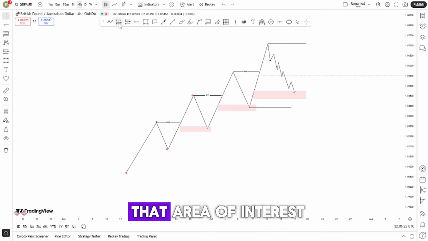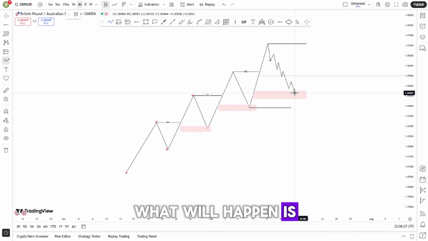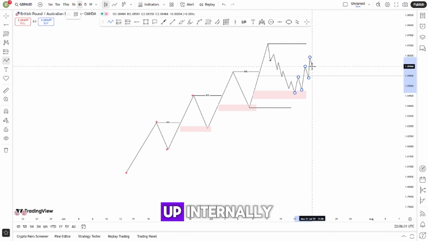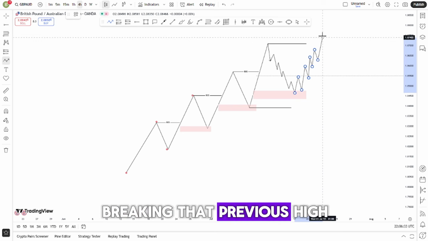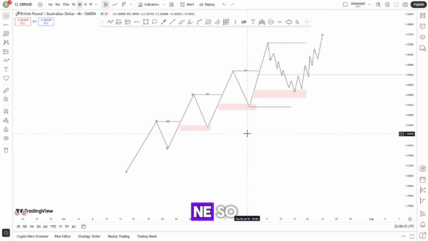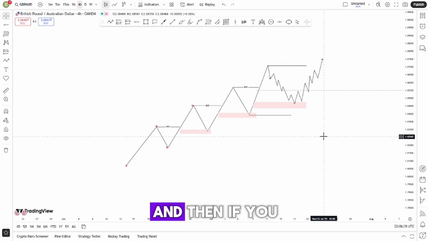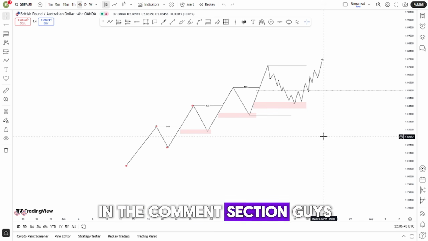Then after tapping into that area of interest, what will happen is that you get a change of character. Then that is when the market will push up internally, breaking that previous high, just like that, guys. So that is what you need to understand when it comes to market structure. And if you didn't understand, make sure that you drop a comment in the comment section, guys.